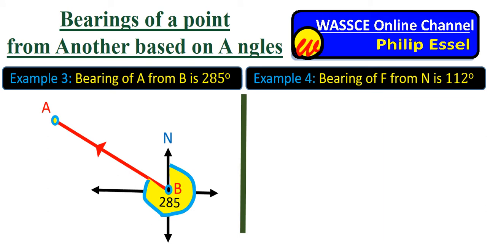Example 4. Bearing of F from N is 112 degrees. Let's represent it with the diagram. We would first draw our cardinal point. Our bearing is from the point N, so we'll put the point N at the origin of the cardinal point.